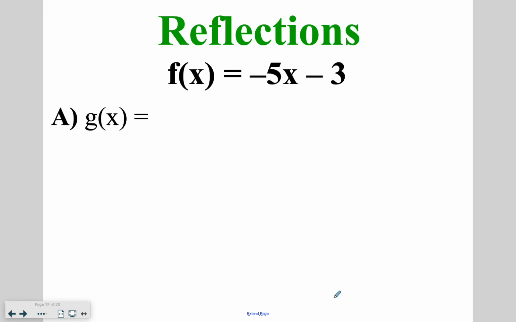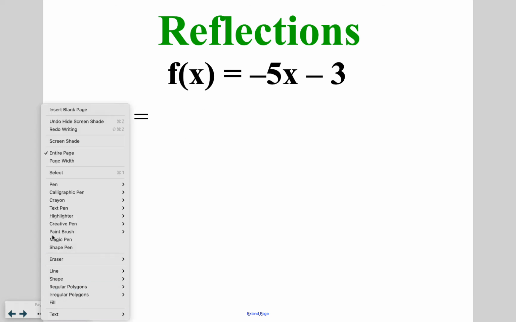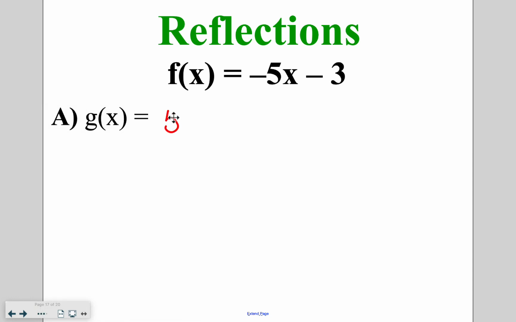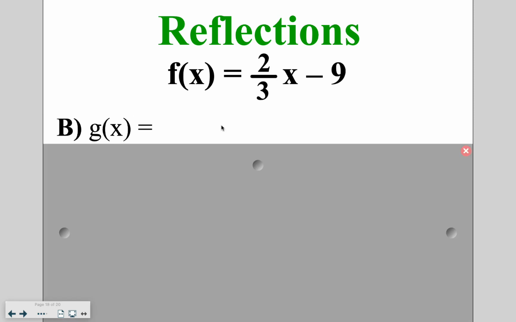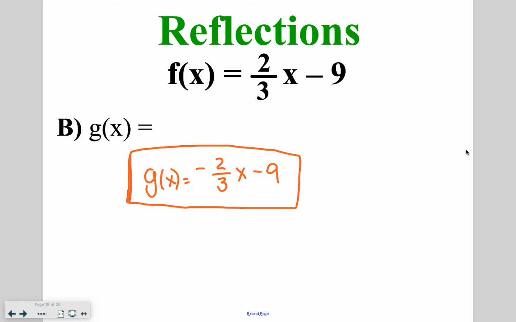When you're applying reflections to problems, once again, you are just multiplying the slope by a negative 1. So in this case, my new function would be a positive 5x minus 3. Go ahead and try this one on your own. When you multiply, you get that g of x is equal to negative 2/3 x minus 9.